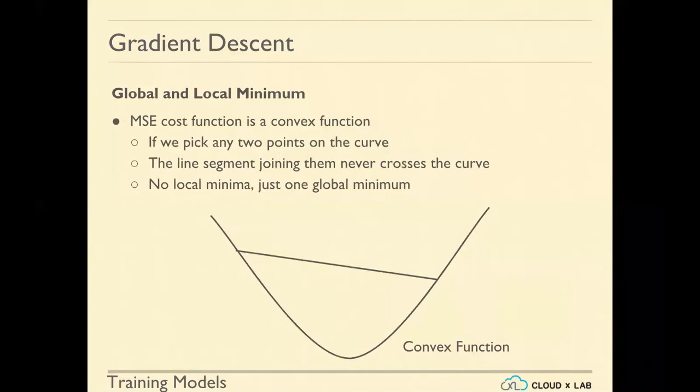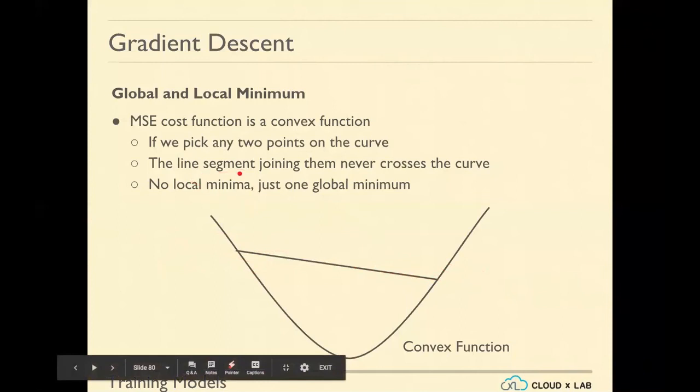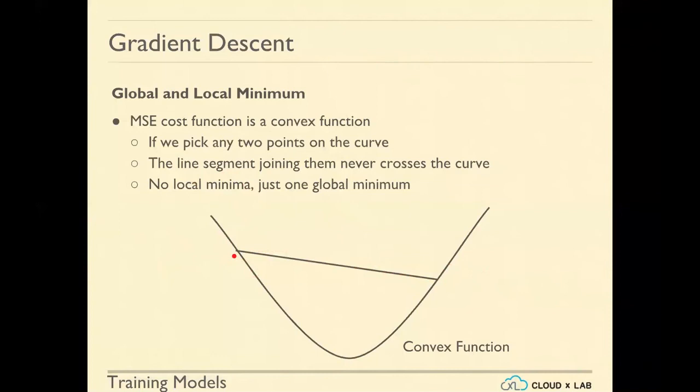The MSE, the mean square error, is a convex function, right? If we pick any 2 points on the curve, the line segment joining them never crosses the curve. Okay, what does a convex function mean? A convex function generally looks like this. If we take 2 points, this and this, and draw a line segment, the line segment never crosses the curve again, other than at these 2 points, right? Such a function is called a convex function. A convex function is one where a line intersects at exactly 2 points, or maybe one.